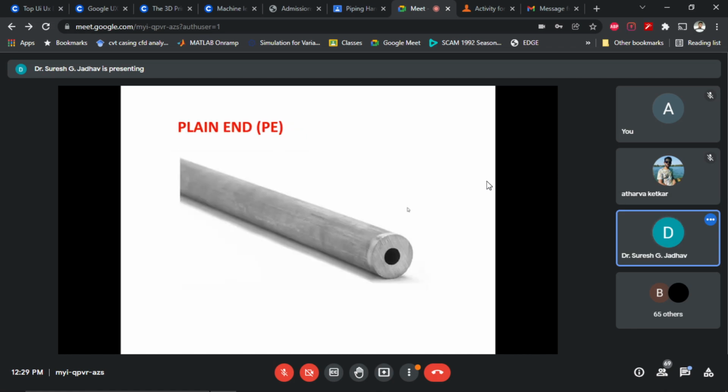Here, first bevel ends. See the plain ends and the bevel ends. So the plain ends are specified when pipe to pipe or pipe to fitting joints are done by fillet welding. So here, with the help of fillet welding, we can use the plain ends when pipe to pipe or pipe to fitting joints are done by fillet welding.